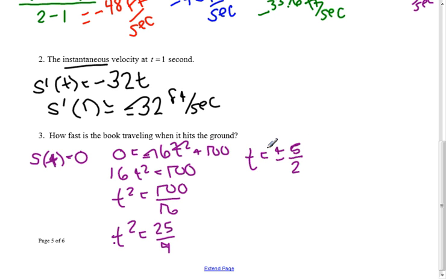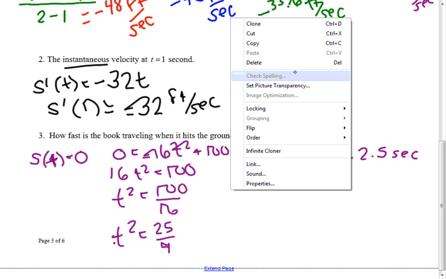Now time, we're not looking at negative time. We start our stopwatch at 0, right? So the time at which the book hits the ground is 5/2 or 2.5 seconds. That doesn't answer the question though. How fast is the book traveling? So now we have to take it and plug that into our instantaneous velocity here. Our velocity is the derivative of position. So plug it in.